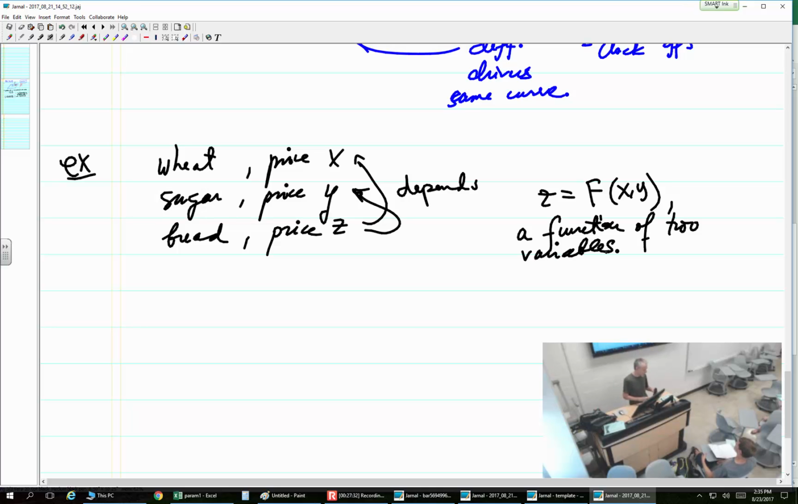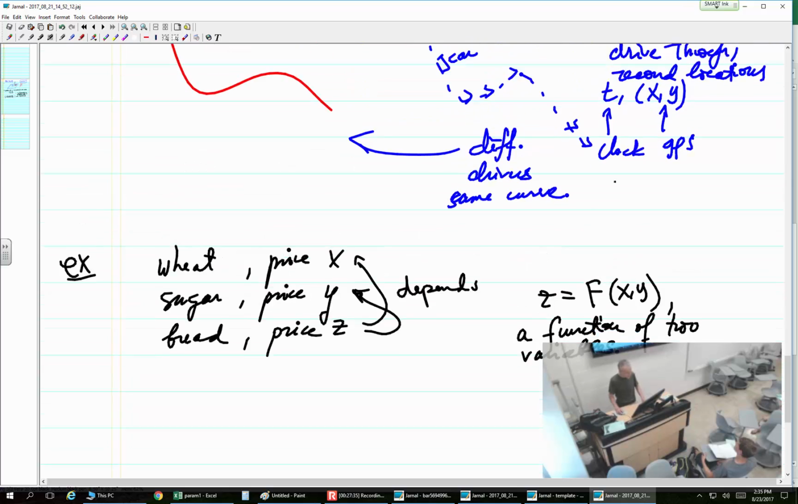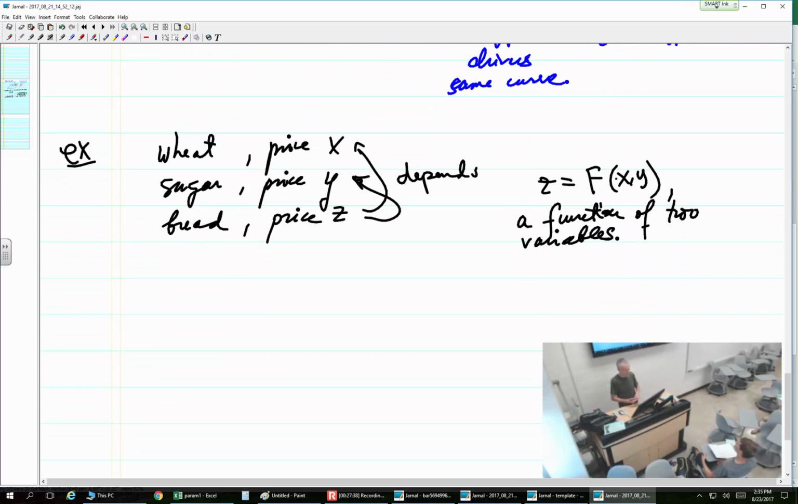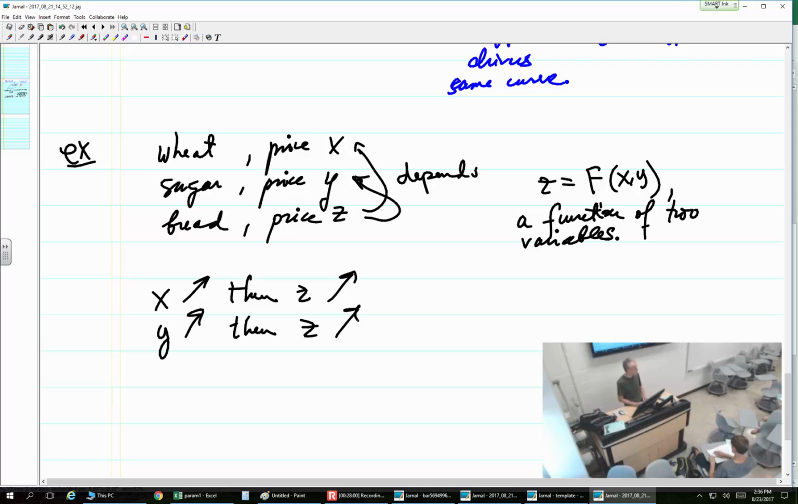What I'm talking about is on a more basic level, just as we did over here. The price, the monotonicity. If the price of wheat increases, what does it do to the price of bread? It increases, right? Same with sugar. So x increases, then z increases, or simultaneously but separately, y increases, then z increases too. Okay, so the sum of the two certainly works. So hypothetically, you can say z is equal to x plus y. That probably would be a simple answer to come up with for this function.